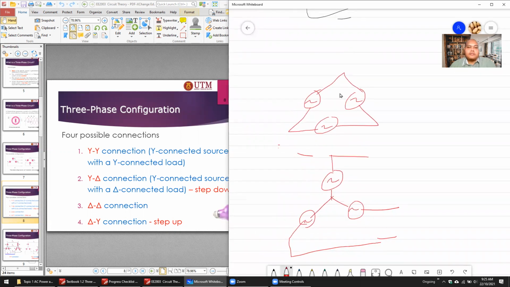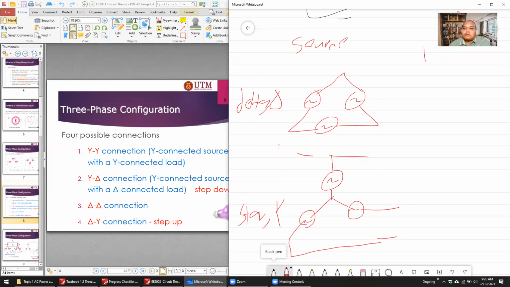Okay, so you have here delta, you have here star. So this is star, this is delta. Star is Y. You can call it either delta or triangle. This is for the source. And of course this is also applied for the load. For delta load, it is something like this.